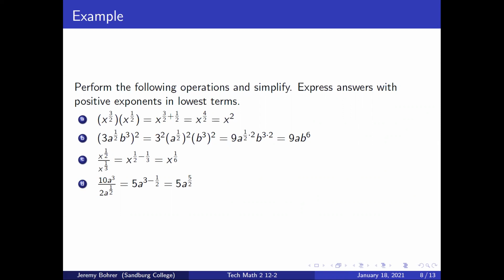X to the 1/2 over x to the 1/3 is x to the 1/2 minus 1/3, which is x to the 1/6. 10a cubed over 2a to the 1/2 is 5a to the 3 minus 1/2, or 5a to the 5/2.